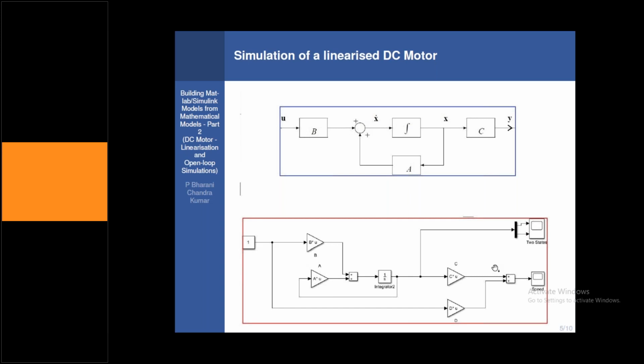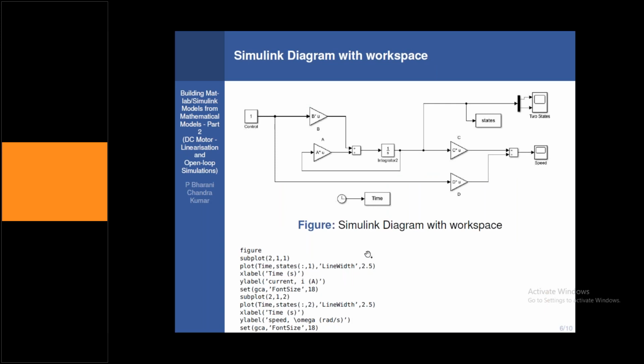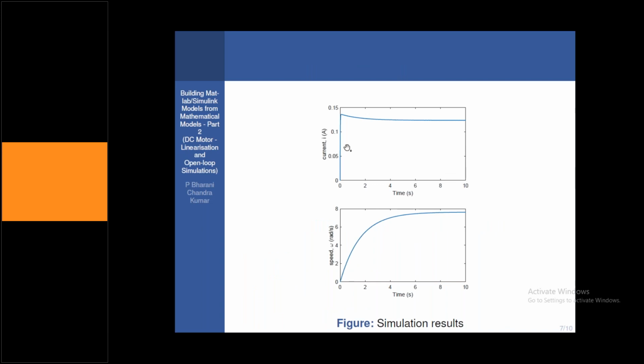So this is the way to create the linear model. The ABCD matrices are automatically coming from the workspace. If you run this small tiny code, you should be able to get the current and speed. This is the current and this is the speed.